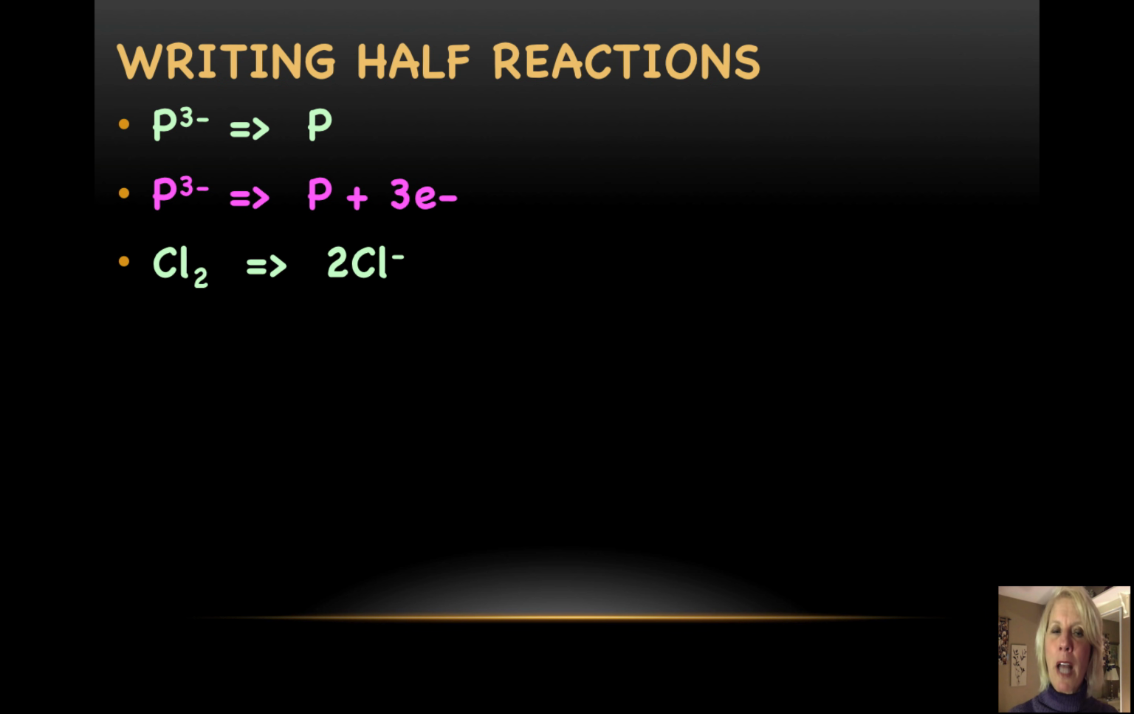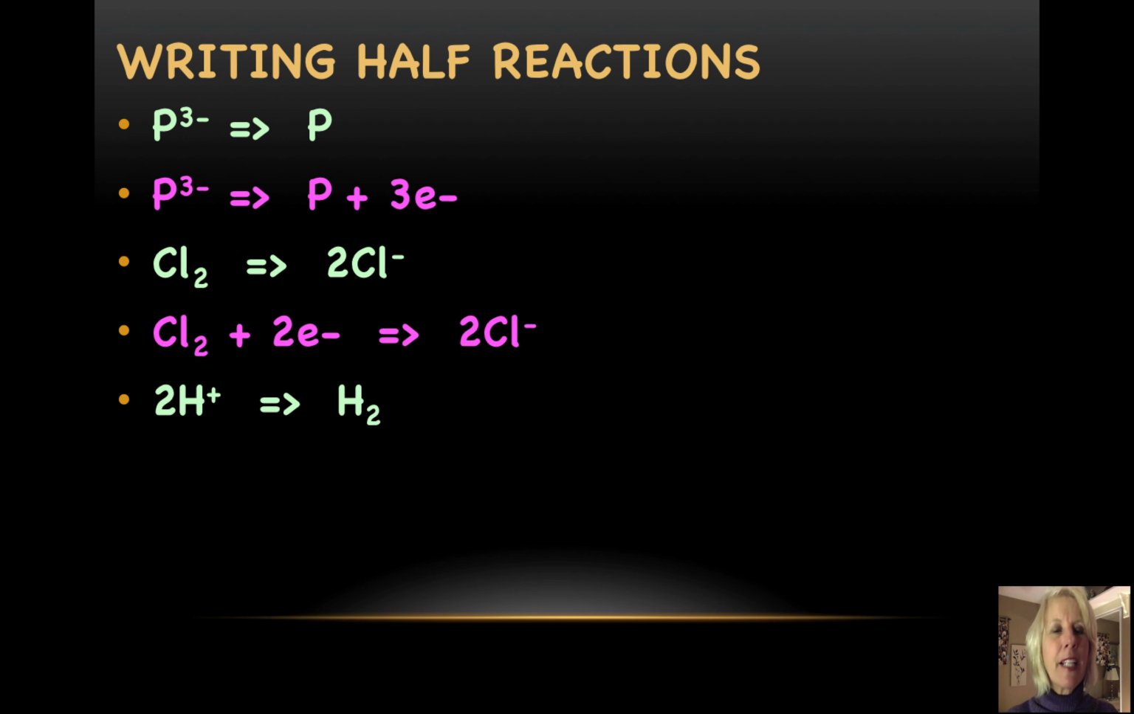Now here's a tricky one. Chlorine gas, a free element, 0, going to 2 chloride ions. Well, you know it's going from 0 to -1. It's gaining 1 electron. But since we have 2 chlorines participating in this reaction, we're going to have to add 2 total electrons to give us this reduction half reaction. Let's do the same thing with our hydrogen ion, gaining the 2 electrons to become hydrogen gas.